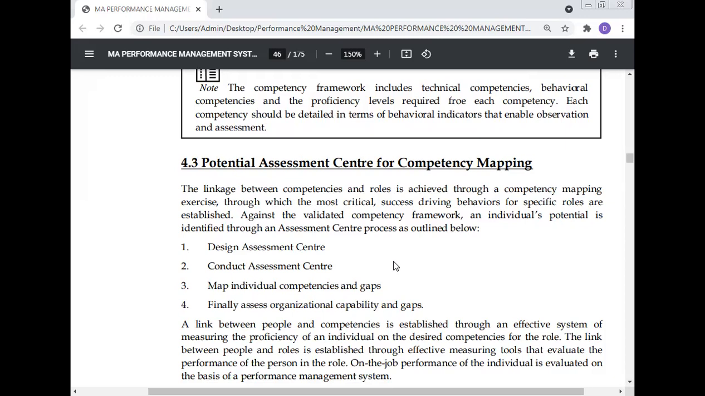Design assessment center. Conduct assessment center. Map individual competency and the gaps. Finally, assess organizational capability and the gaps.